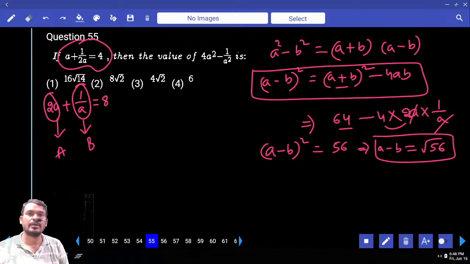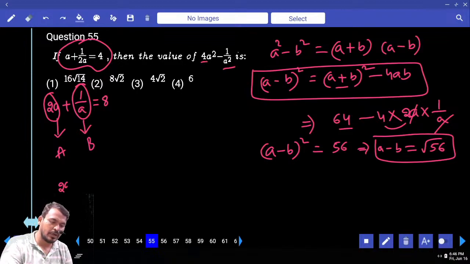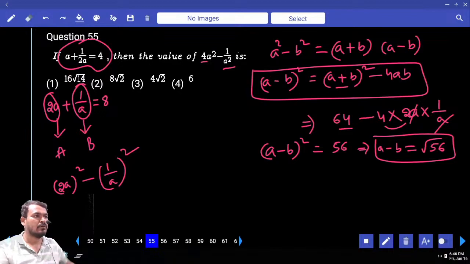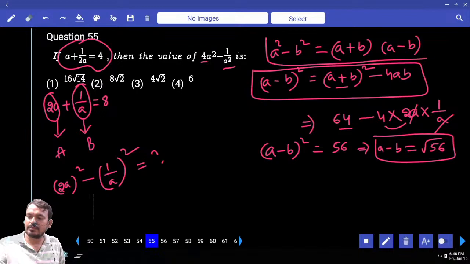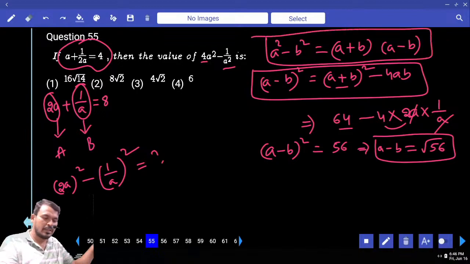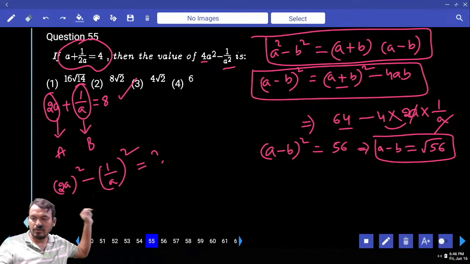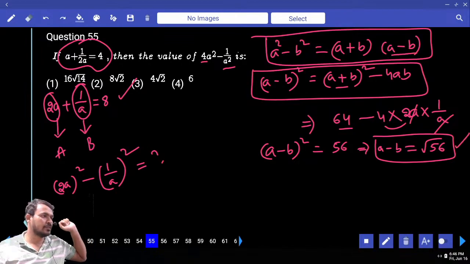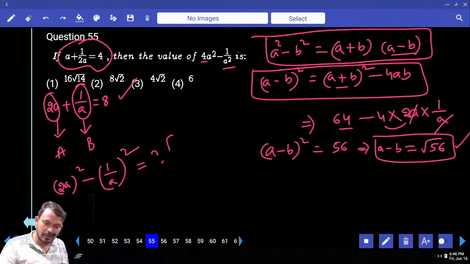Square root of 56. What is the question here? 4a square minus 1/a square. That is written as (2a) whole square minus (1/a) whole square. Yes or no? That is the a square minus b square format. A square minus b square means it is written (a plus b) into (a minus b). What is the a plus b value? 8. What is the a minus b value? Root 56.